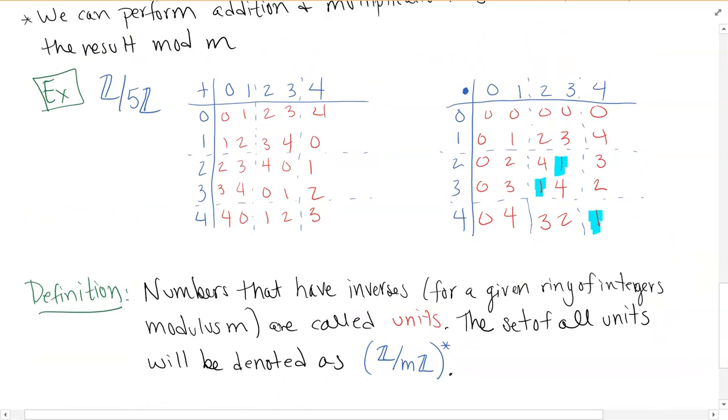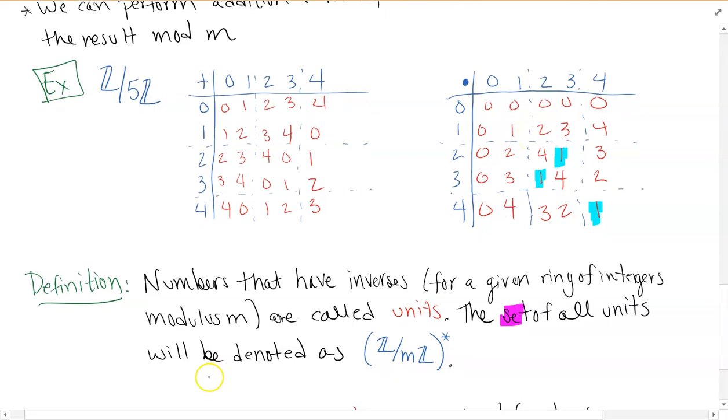Okay, when numbers do have inverses, we call them units, and just notice that this is a set of all units. We call that Z mod mZ with a star. So, Z mod 5Z star would be the set of 1, 2, 3, and 4, because 0 doesn't have a multiplicative inverse.